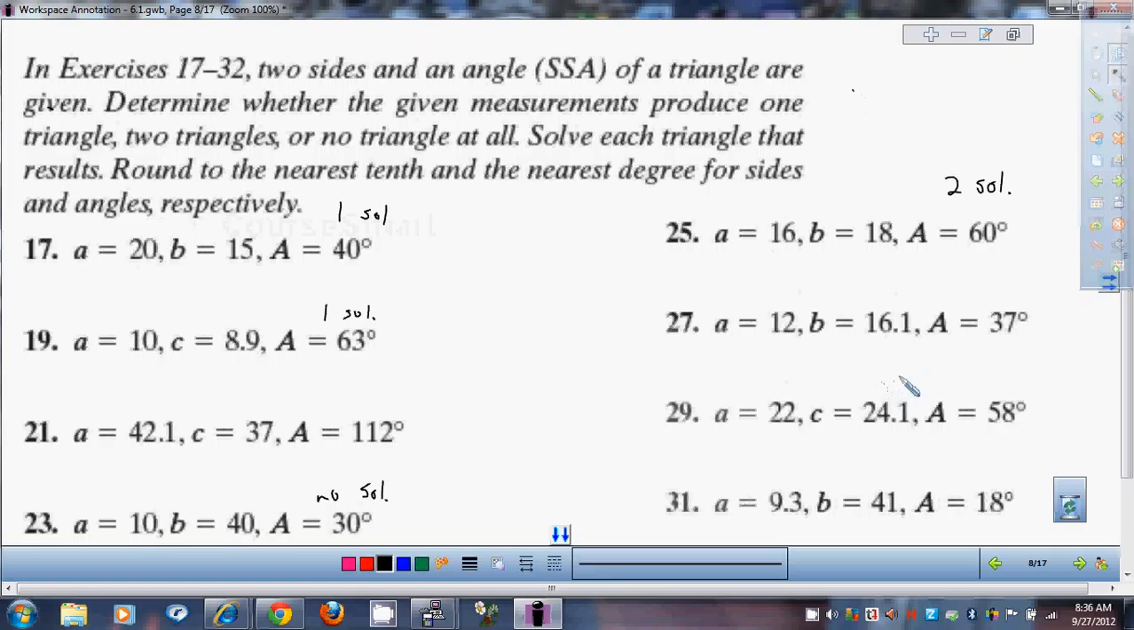Try 27 through 31. Just find if it's no, 1, or 2 solutions, and we'll see if we get the same things. You should be punching in B sine A for 27, 29, and 31 and concluding if they are 1 or 2 or no solutions. Was the side opposite the angle bigger or not bigger than the calculation?